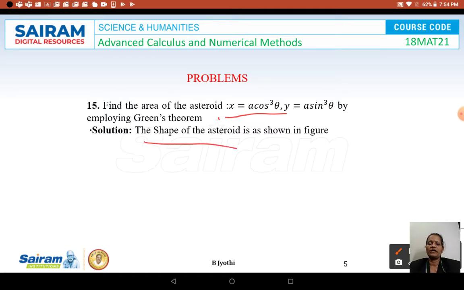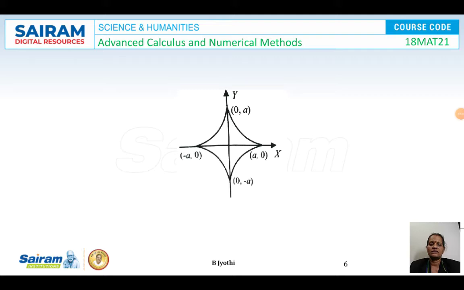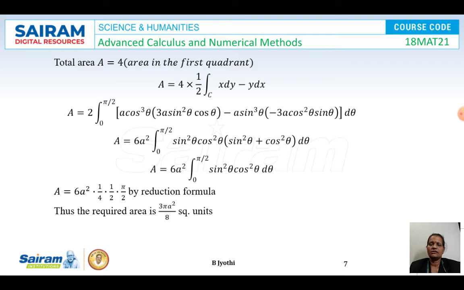So the shape of the asteroid is as shown in the figure. This is the shape of the asteroid. You can see here it is symmetrical in all four quadrants: the first quadrant, second quadrant, third and then the fourth quadrant. If we find the area of any one quadrant and multiply by 4, that is sufficient.